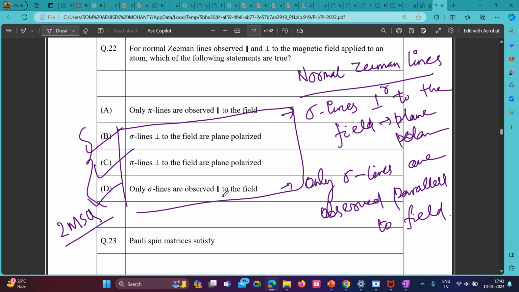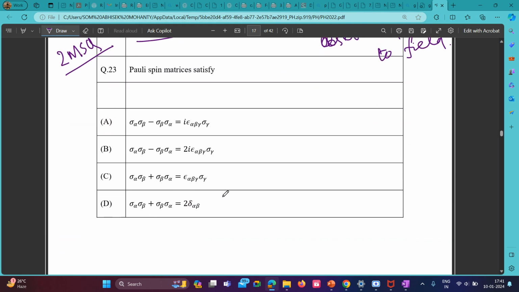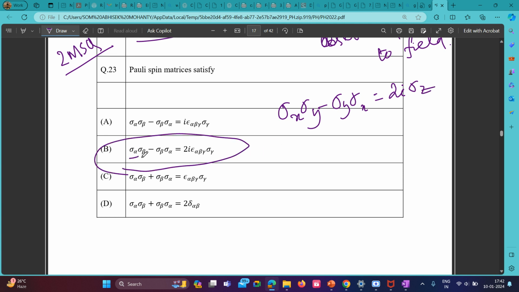In GATE 2022. Next, Pauli spin matrices satisfy sigma alpha sigma beta minus sigma beta sigma alpha. Let's see which one will be correct. We know this is memorization. It is equal to 2i sigma gamma, isn't it? So you can see this is the same thing, where alpha beta minus beta alpha is giving me alpha gamma with 2.